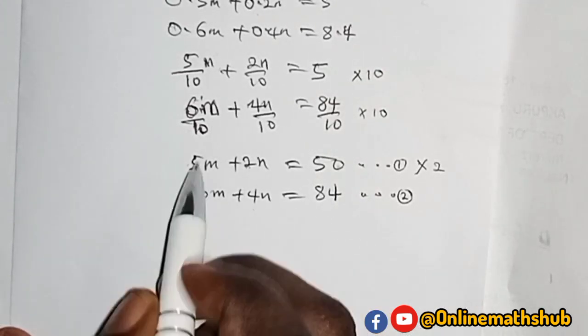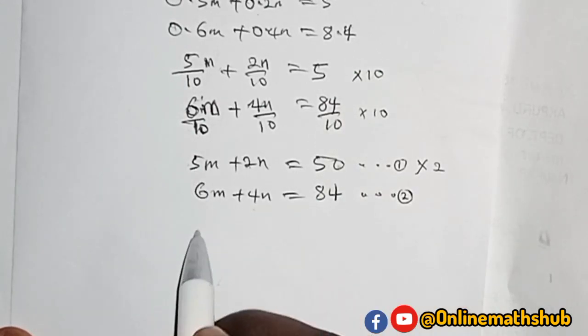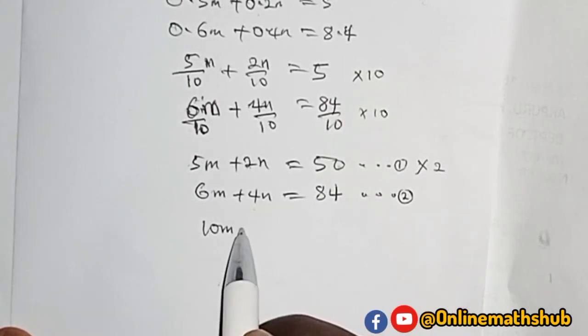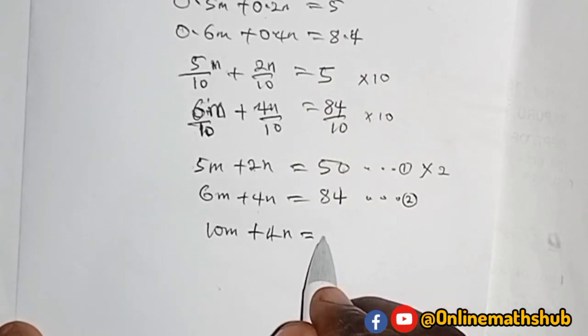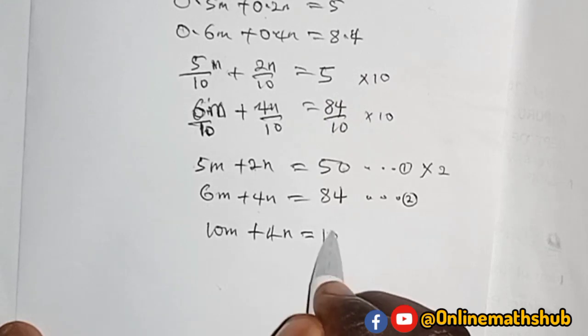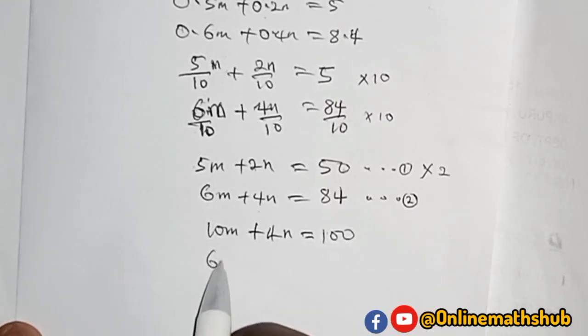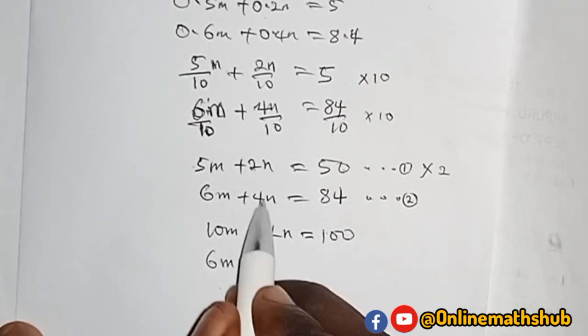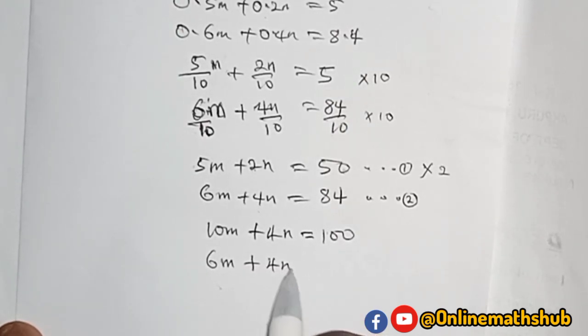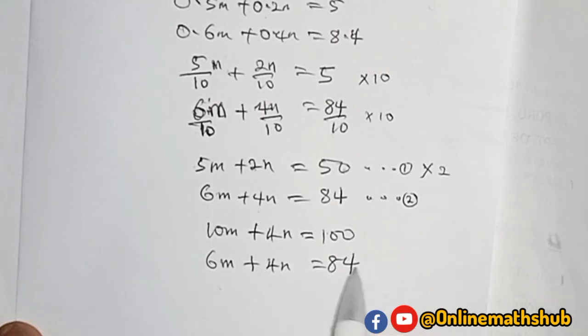So let's go ahead and do that. 2 times 5 gives us 10, and 2 times this 2 is 4n. Of course 2 times 50 gives us 100, and equation 2 still remains the same: 6m plus 4n is equal to 84.